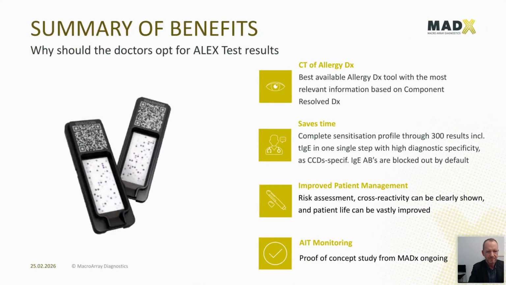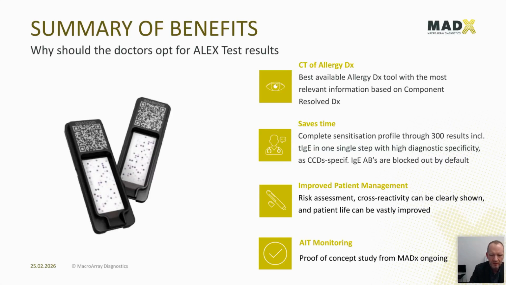So in summary, we can say that ALEX is the best available allergy diagnostic tool with the most relevant information based on component resolved diagnostics. It provides a complete sensitization profile for the patient through the availability of 300 results, including total IgE, in a single step. You also have the benefit of the CCD-specific inhibition, which increases the diagnostic specificity of the test. This ultimately saves time for the physician as well as the patient.